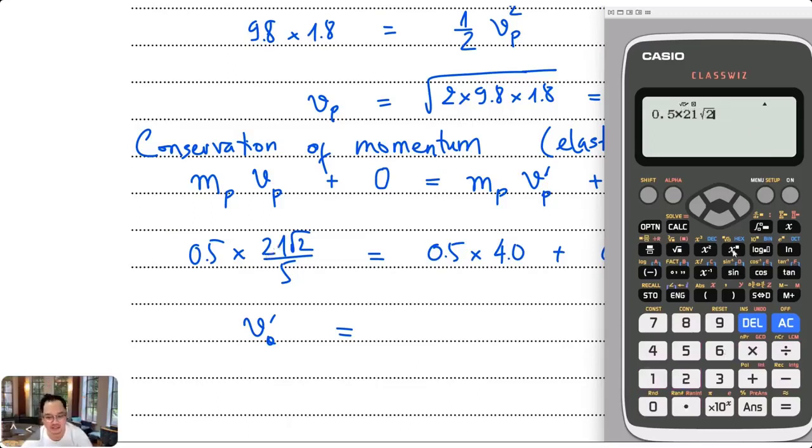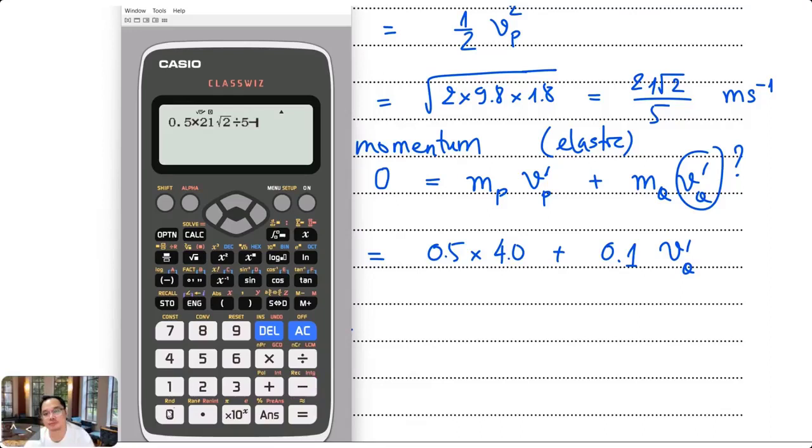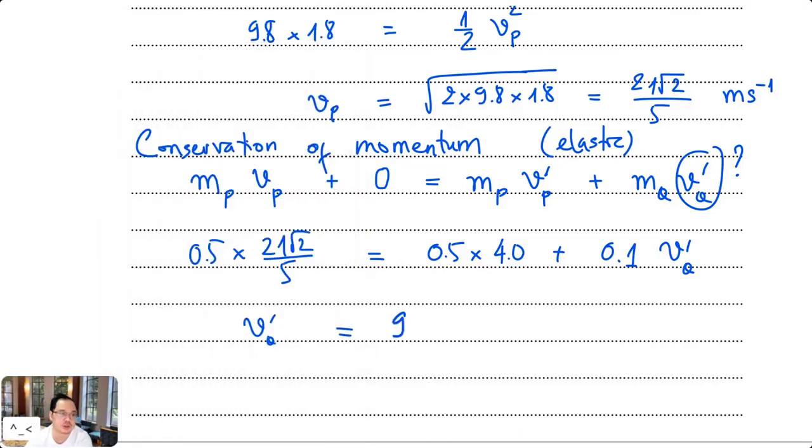0.5 here multiplied with 21 square root 2 divided by 5, and then we need to subtract 0.1 times 0.5 times 4, and then lastly, after doing this calculation, divide by 0.1 here to get the speed of Q. Oh dear, 9.69, 9.7 meters per second, which is approximately equal to 10.